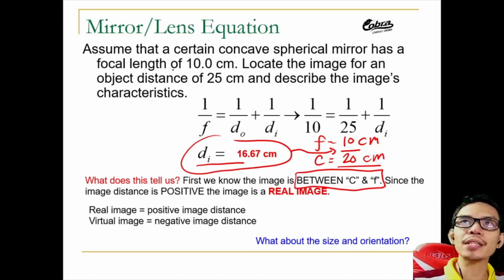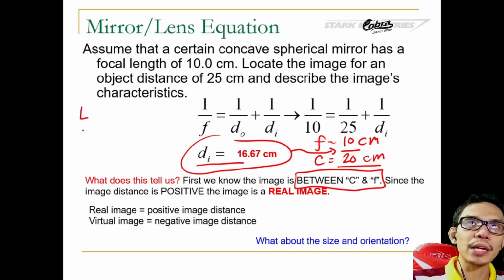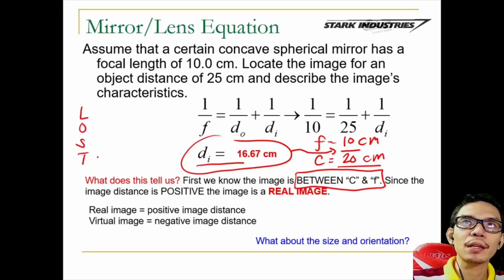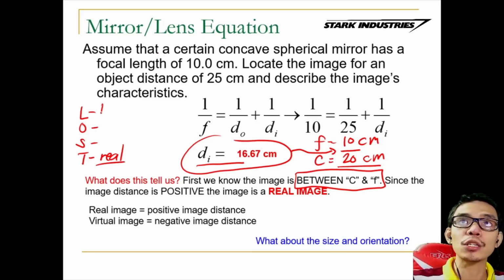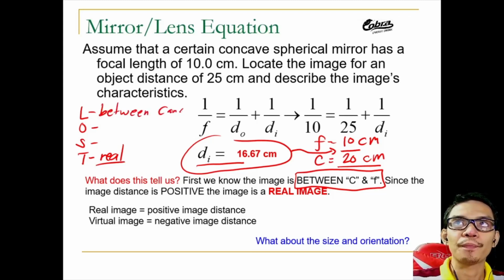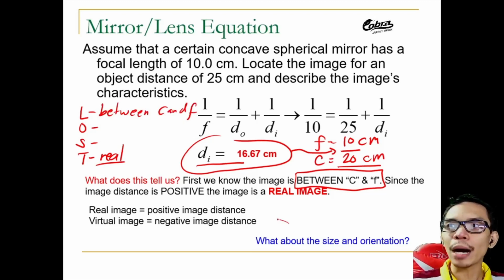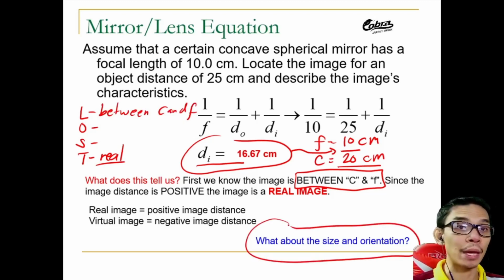So in this case, everyone, we found out that the type of image produced here is a real image, and the location of the image is between C and F. Now, how about the size and orientation of the image?